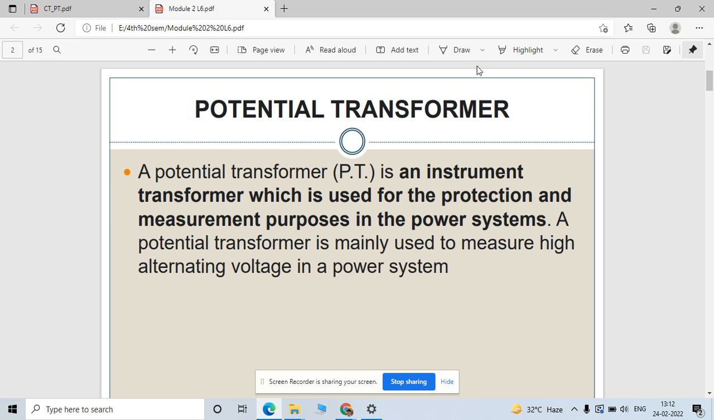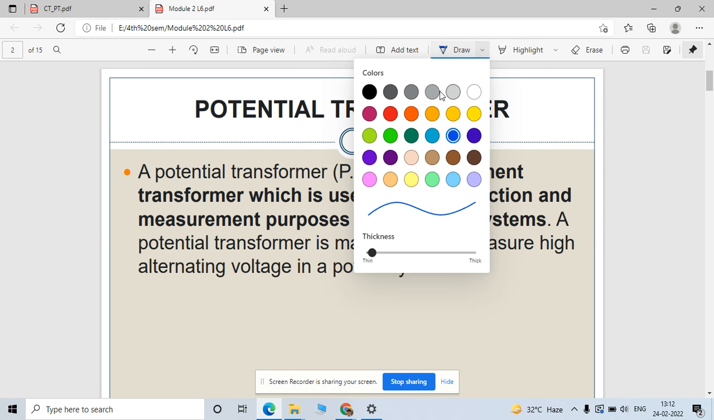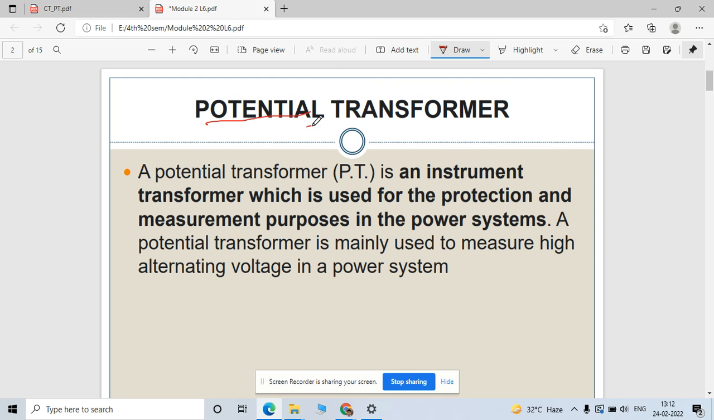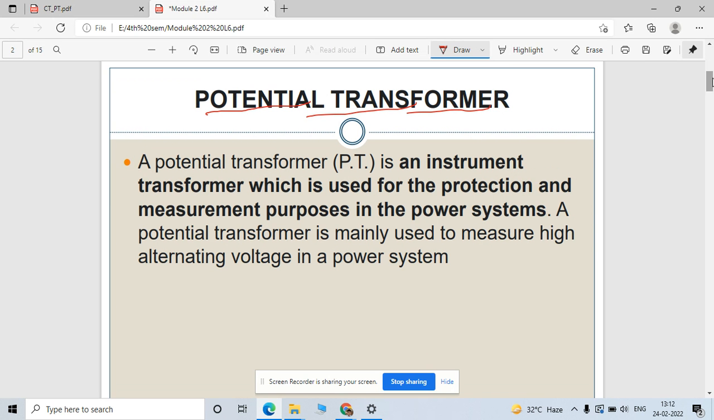Now, this potential transformer is mainly used for the measuring of your higher side voltages. For normal voltages, or you can say for low range voltages, there are already a number of meters available, for example this voltmeter and multimeter, but the range is quite limited. If you exceed the range of voltages, then you will go through this potential transformer.